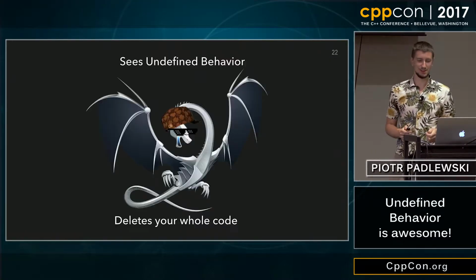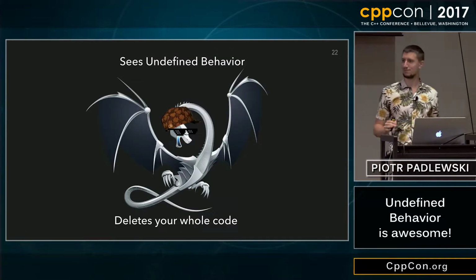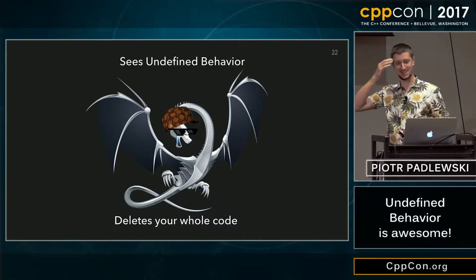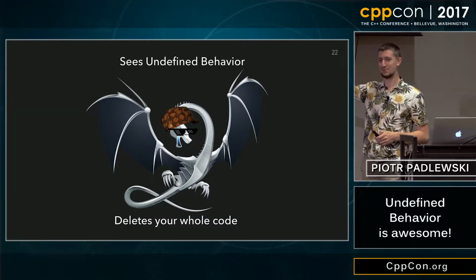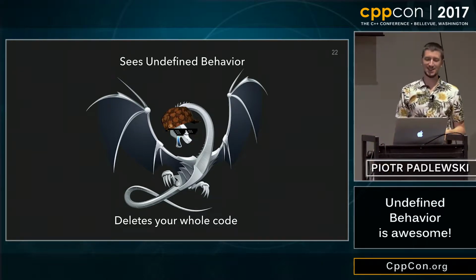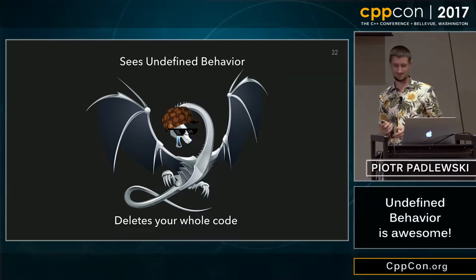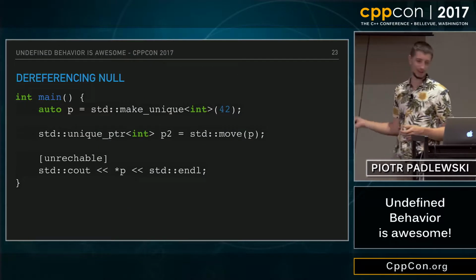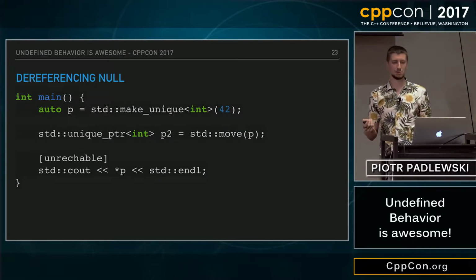So let's state the fact: my compiler is an asshole, right? It just saw the undefined behavior in my code and deleted my whole code, right? So let's see how it worked.